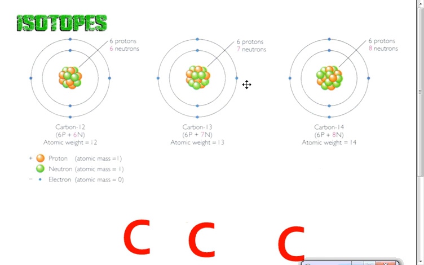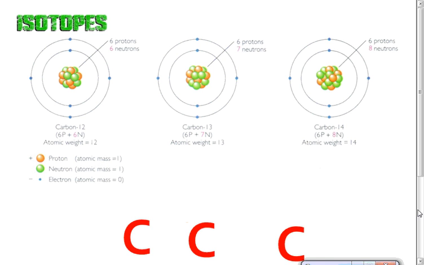So what I have here, 3 atoms. You can see underneath, we have carbon 12, carbon 13, and carbon 14. You might have heard about these before. A lot of times it's dealing with like carbon dating or things like that.